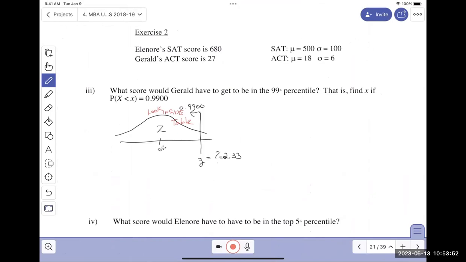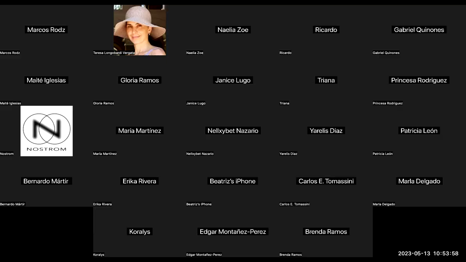Let's confirm that in Excel. So we're looking at Gerald, and for Gerald, we want to do the inverse function. Now there's two options. There's a NORM.INV and the NORM.S.INV.